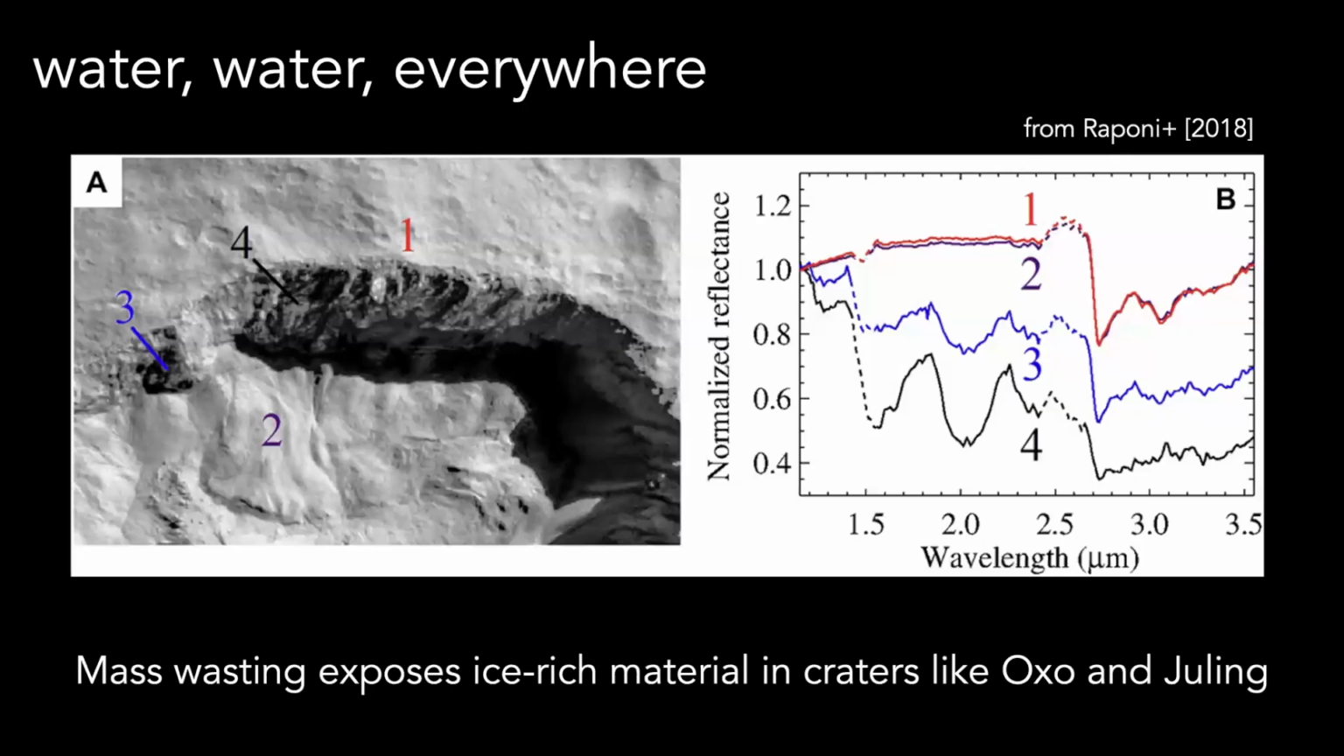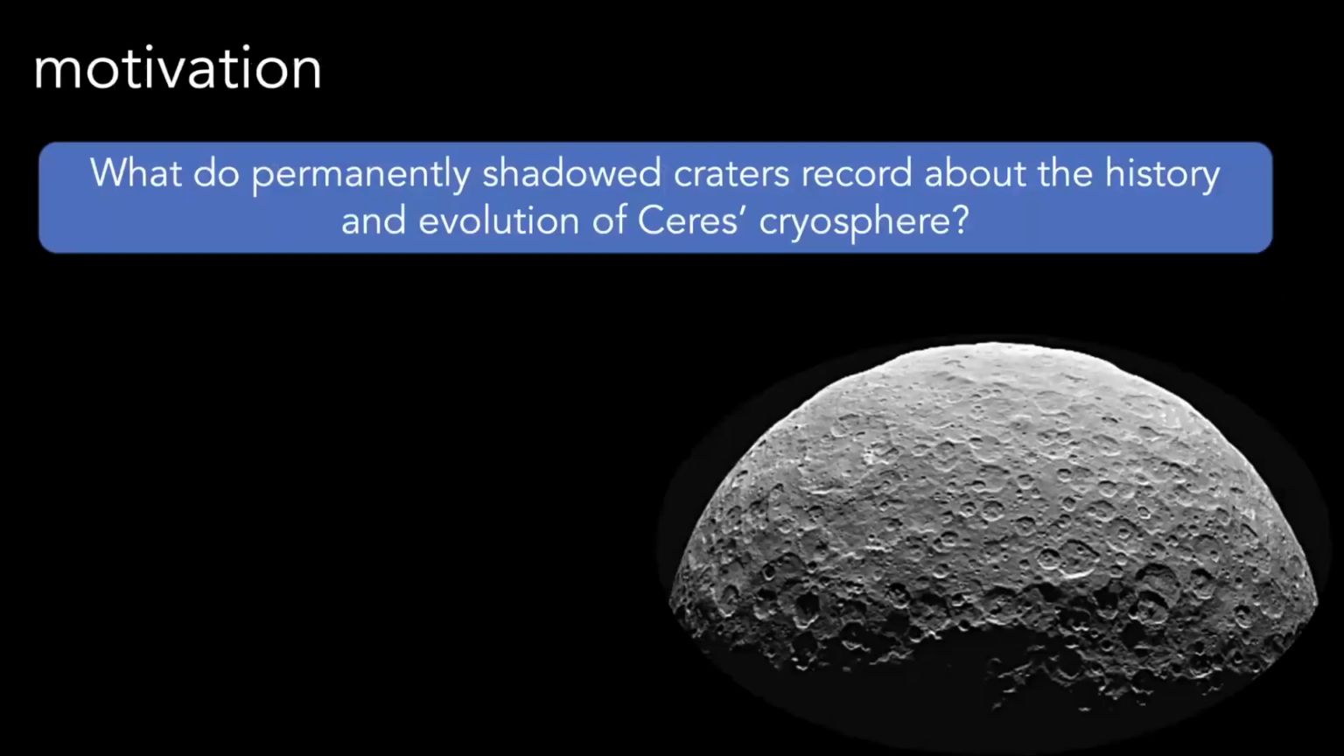So the bright material that we see in these permanently shadowed craters could simply just be local icy material that is being preserved. And if that's the case, that would be very different from the situation on the moon and Mercury. So the motivation for this work is to assess these permanently shadowed craters, to try and understand what, if anything, these PSRs are preserving and what they can tell us about the history and evolution of water on Ceres.